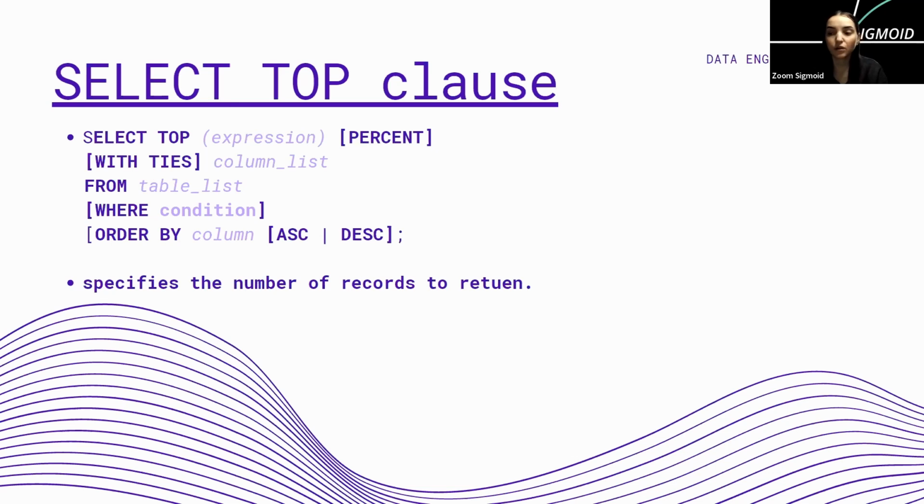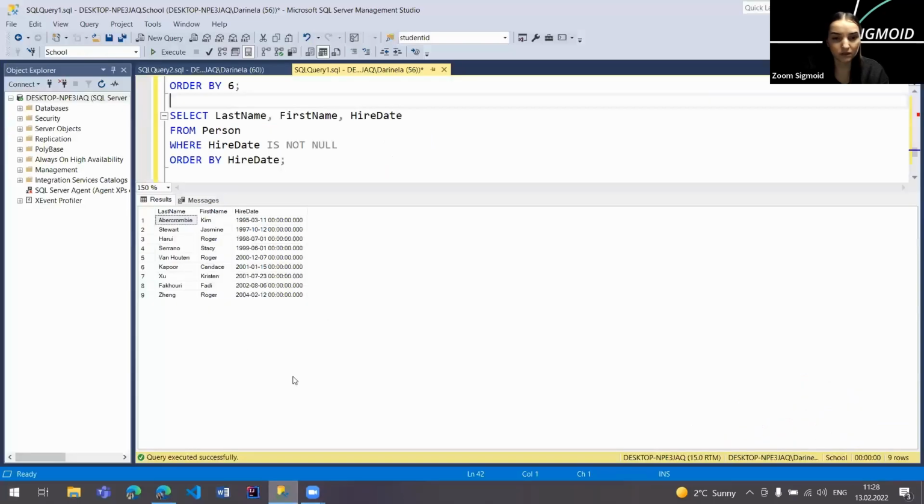The with ties allows you to return more rows with values that match the last row in the limited result set. Note that with ties may cause more rows to be returned than you specify in the expression. Now let's look at some examples in order to understand all the information much better.